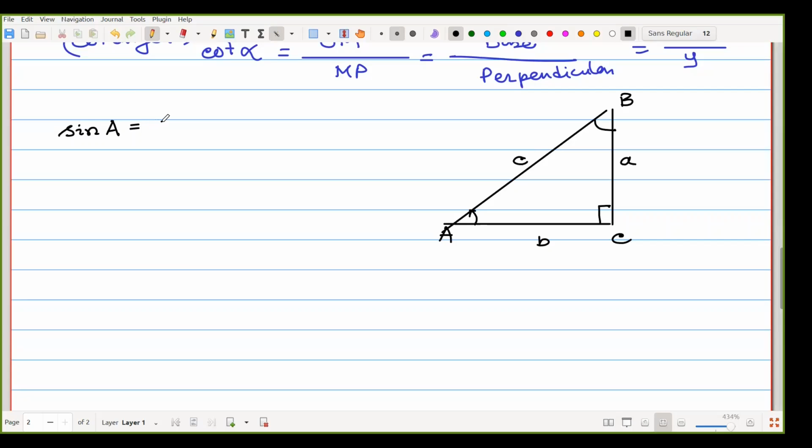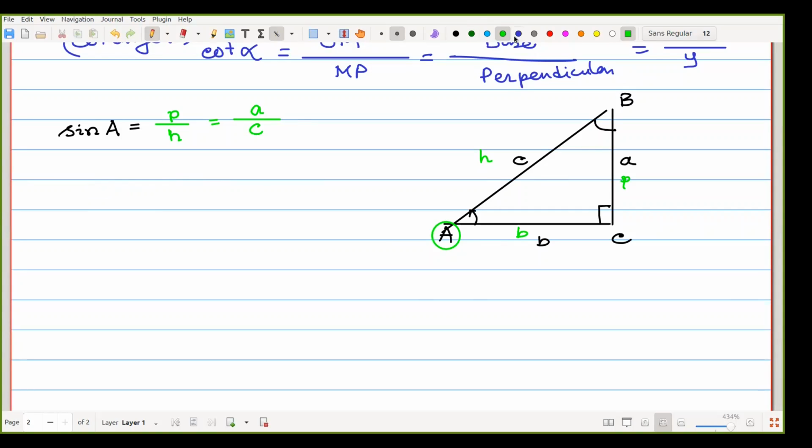As we know, sine A or alpha means perpendicular by hypotenuse. So that one is our perpendicular according to A, that one is our base, and that one is our hypotenuse according to angle of reference A. So sin A means perpendicular divided by hypotenuse. So perpendicular here is a and hypotenuse means c.